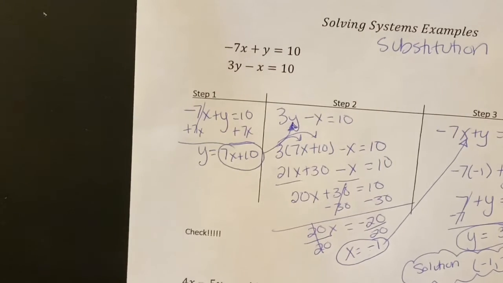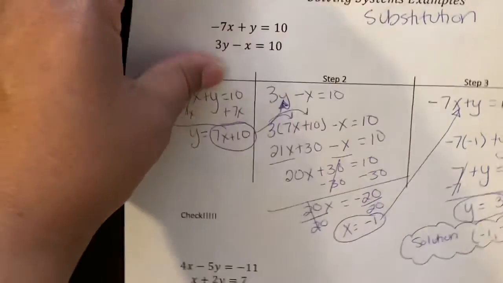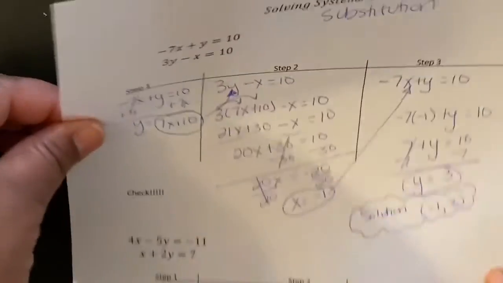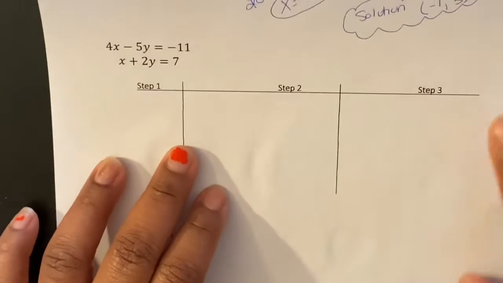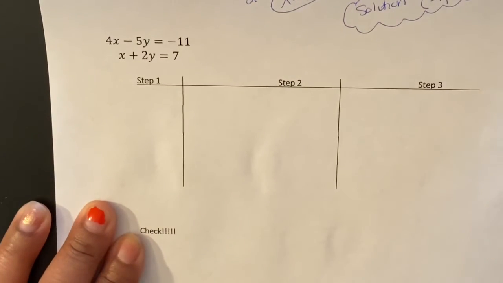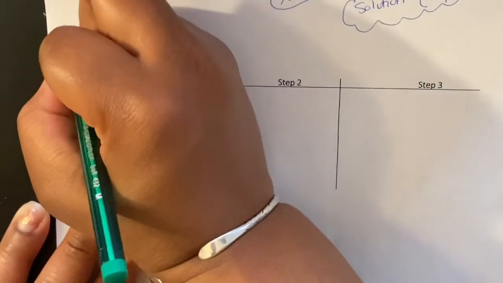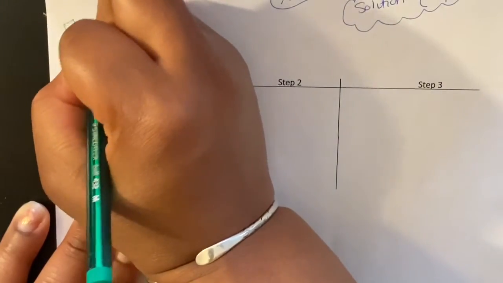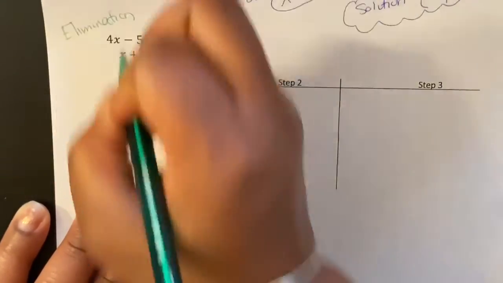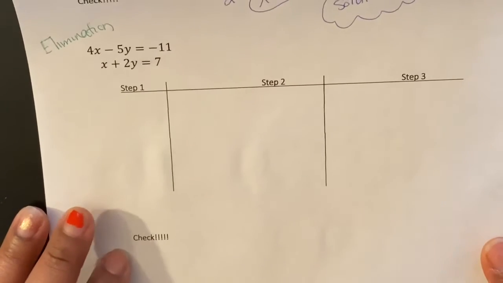Now for the second one, let's use a different method. I want to use the elimination method. We're going to use the elimination method here. And excuse my nails, y'all. We're living in hard times.